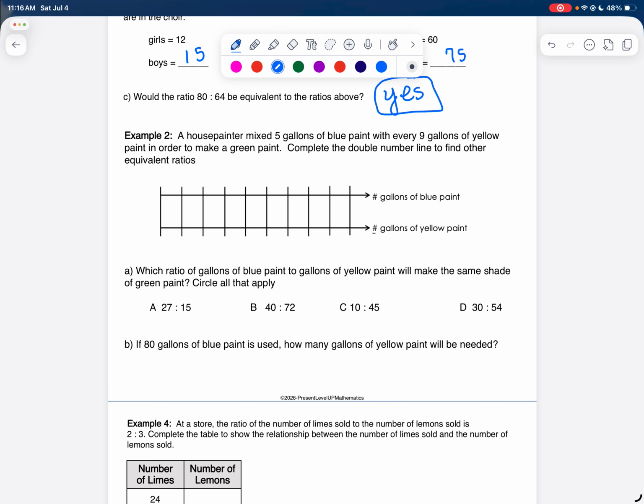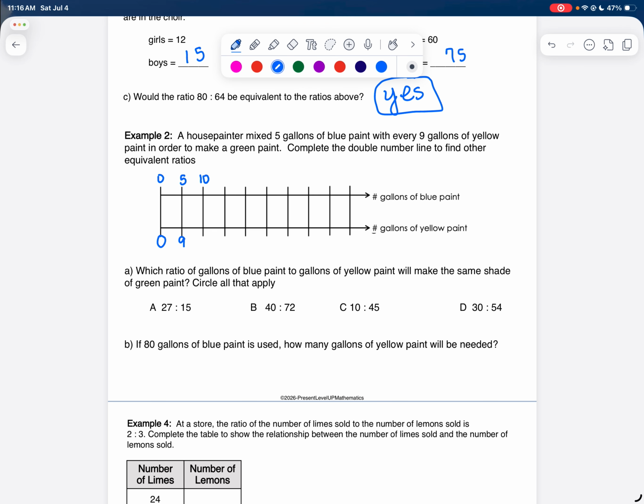So in this number line, our top number line is going to represent the number of gallons of blue paint. Our bottom number line will represent the number of gallons of yellow paint. So of course, we have 0 blue, we have 0 yellow. But then it told us for every 5 blue, you need 9 gallons of yellow to make this green paint. So if I scaled this up to find equivalent ratios, I could double it.